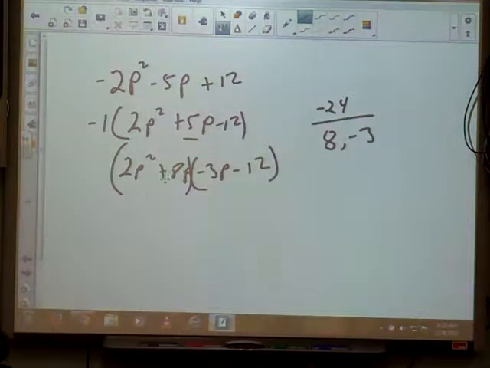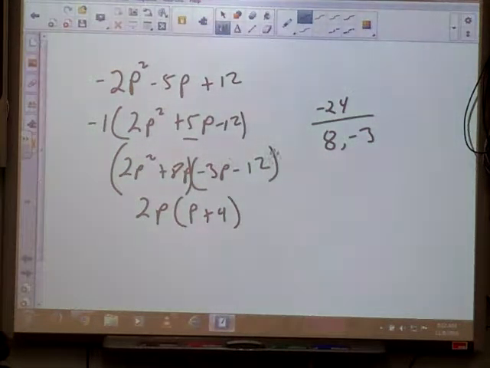What's the GCF of your first group? I'll be honest with you here. Where the heck is the negative one coming from? I divided it out in the beginning to turn my a into a positive. All right, so it leaves me with p plus 4. What would the GCF of the second group be? Negative 3 leaves you with p plus 4.